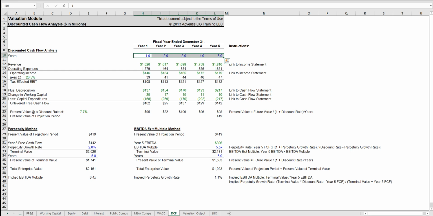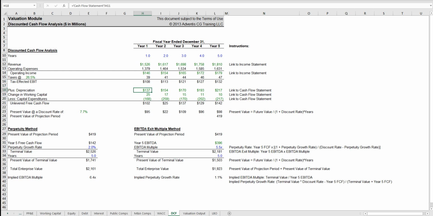Let's start with the projection period here. The first step is hard coding the years or length of your projection period. It's most common to use a 5-year projection period. From here, let's walk through our unlevered free cash flow. You would start with revenue, then subtract out operating expenses to get to operating income. Then we tax effect our EBIT by subtracting out taxes to get to tax affected EBIT.